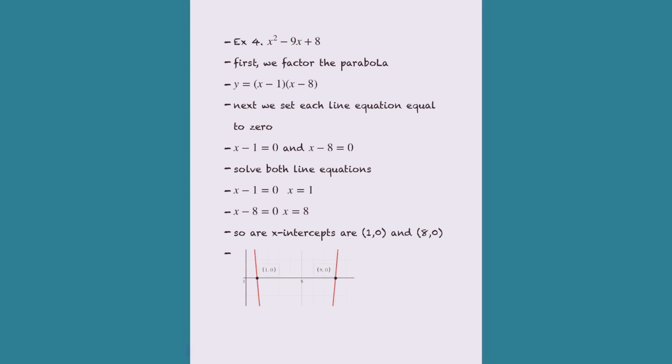So once again, our x-intercepts are going to be (1, 0) and (8, 0). And again, the reason the y's are 0 is because if it's just touching the x-axis and hasn't moved up or down, then that y value is going to be 0.